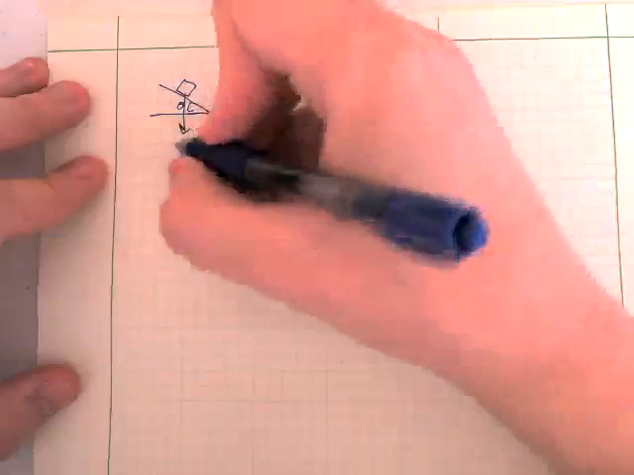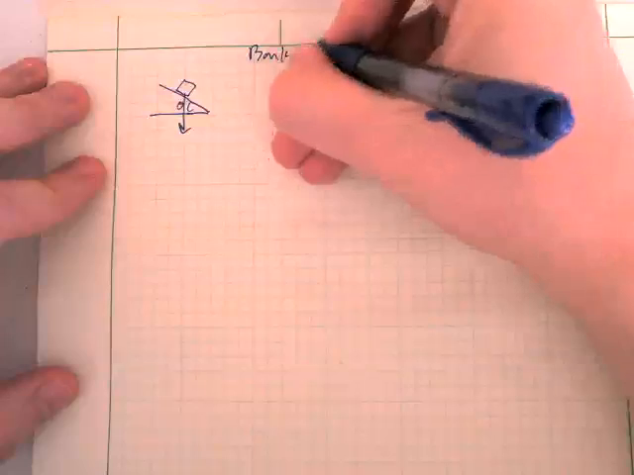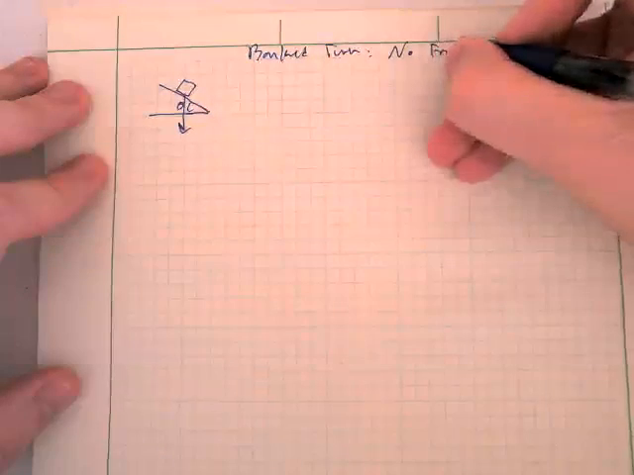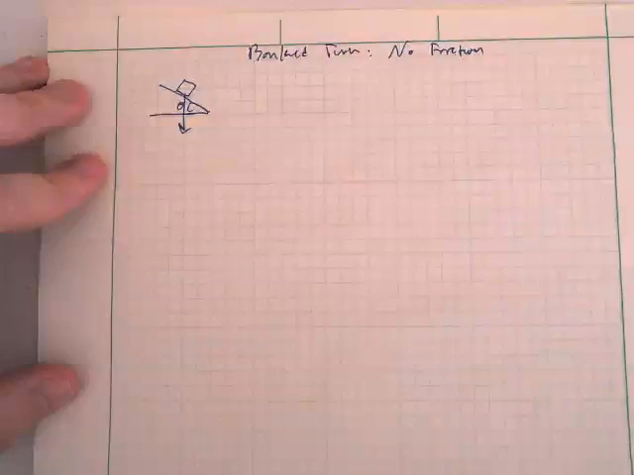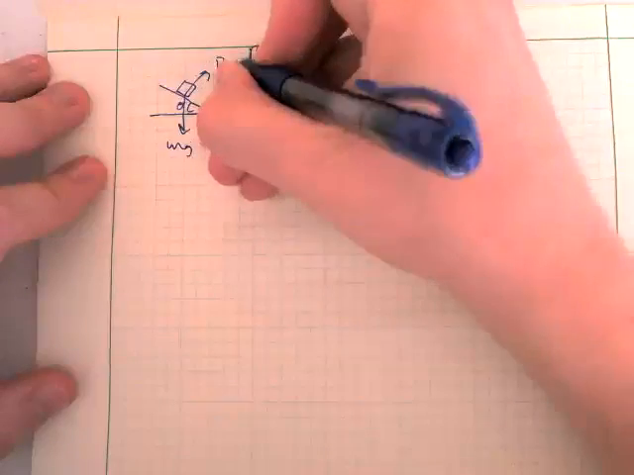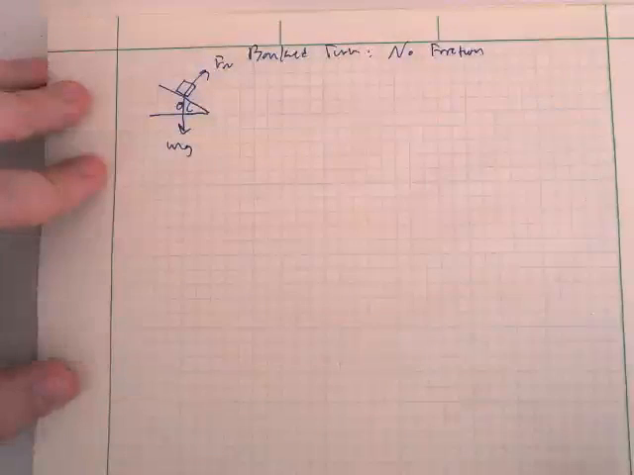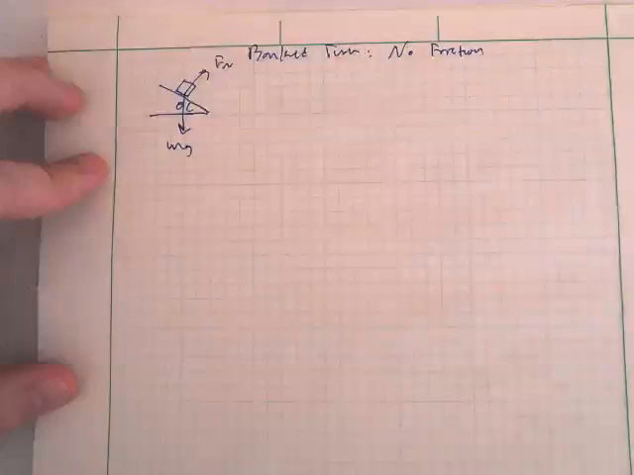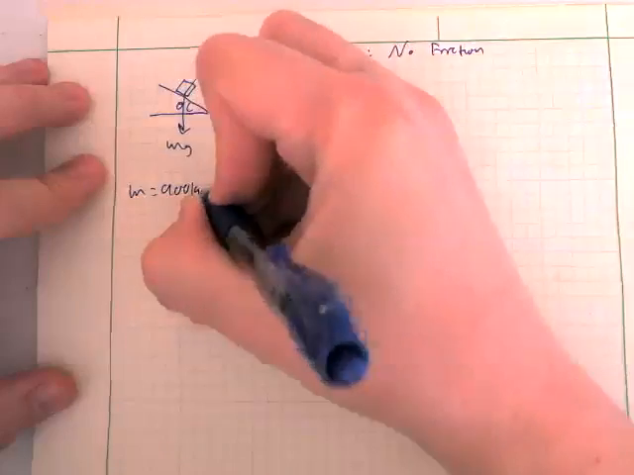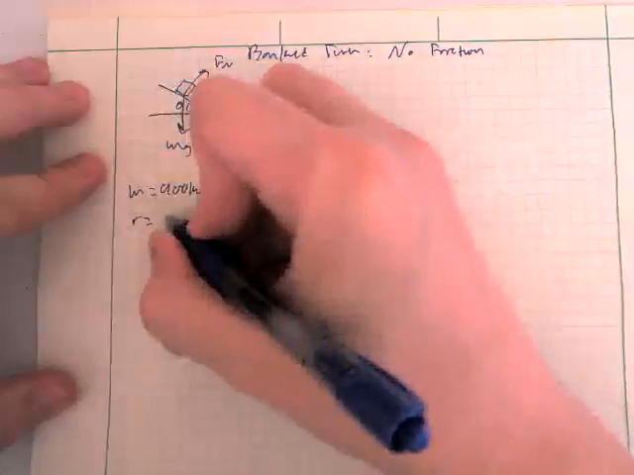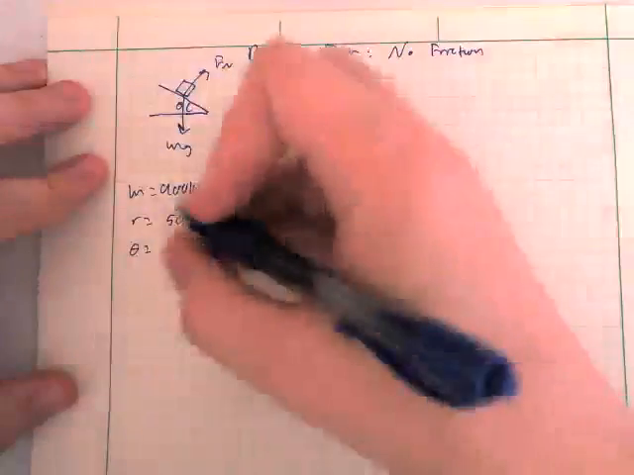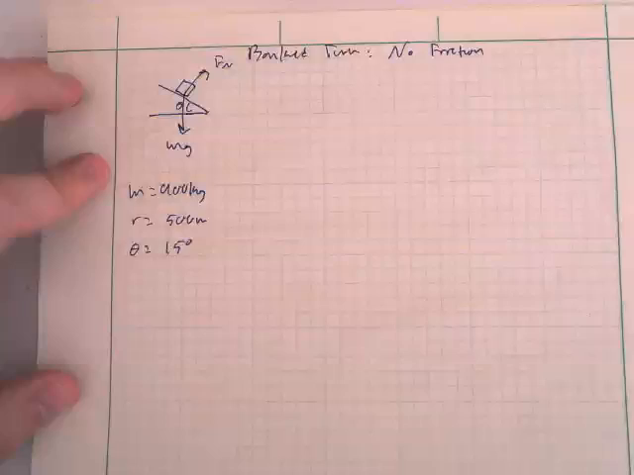So let's draw my case for this. Make sure I label this correctly: banked turn, no friction. So let's say we have this car, we have gravity pulling straight down, we have the normal force going up off at an angle like that. Now we're going to say, how fast can we make it around this turn? We'll say our mass is still 900 kilograms, our radius is again 500 meters, and the angle that this turn is banked at is 15 degrees.